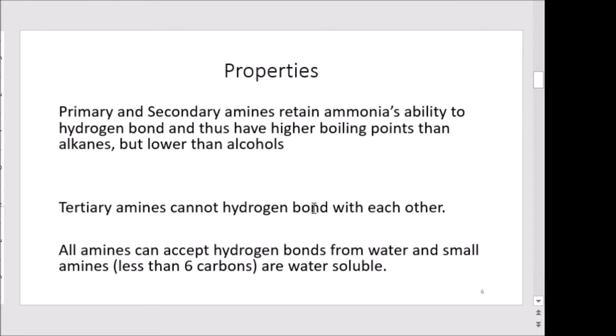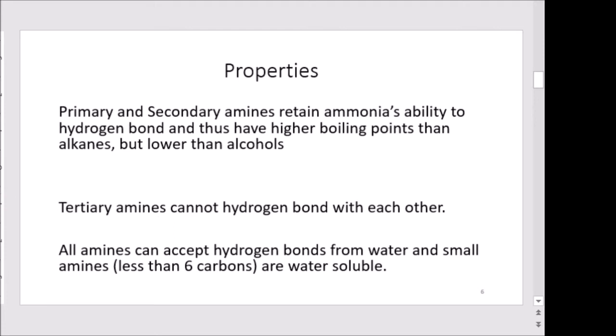Tertiary amines cannot hydrogen bond with each other. They still have the lone pair, and so they can accept a hydrogen bond from water, but not with each other. And so smaller than 6 carbons, water soluble. Same kind of idea as our alcohols.